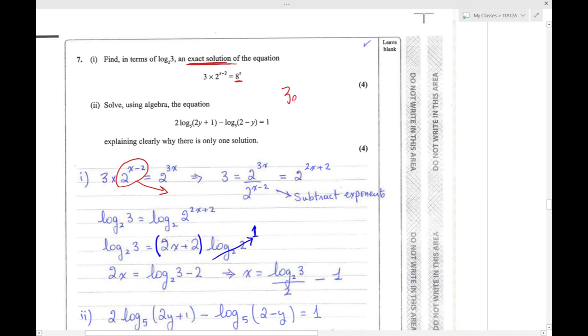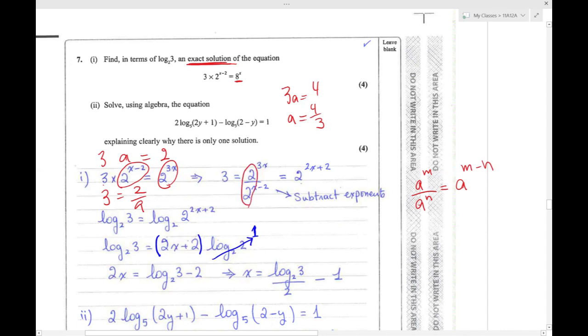If I have 3a equals 4, how am I going to find a? It's 4 over 3. So instead of all of this complicated manner, you just say 3 is equal to 2 over a. Why did I take the 2? I didn't take the 3 under the 2 here, because I want to use the rule which says a to the m over a to the n is equal to a to the m minus n. So since I have the same base here, I can use it.